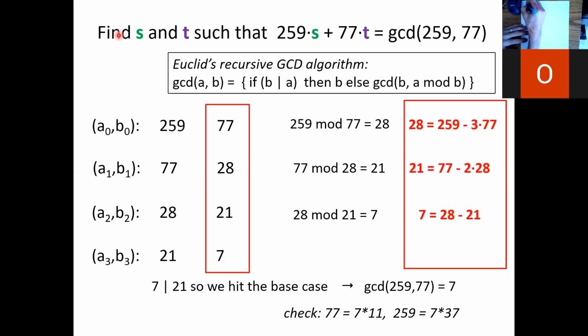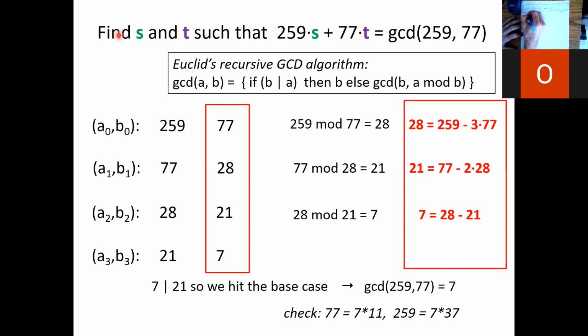So I have again GCD of A, B is, if B divides A, then B, else GCD of B and A mod B. So that's the whole recursive code. Let me try to focus now. Okay, so hopefully that's better. And I will copy this run on. So my initial inputs were 259 and 77. Okay, and my goal is to find S and T such that S times 259 plus T times 77 is equal to GCD of 259, 77, which in this case turned out to be 7.